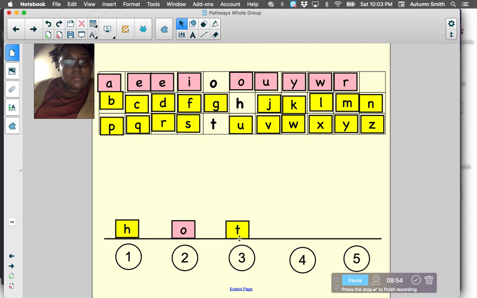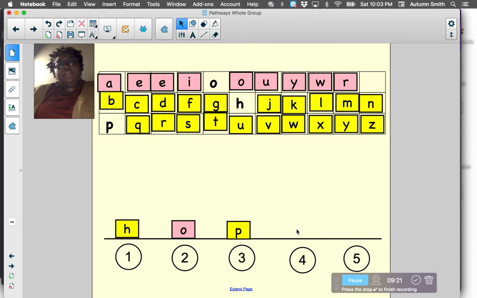Hop. So what needs to change? We need to take off the T sound and put the P sound. What letter says P? The letter P. Good job. Point to the letters and say the new sounds. Hop. The word is hop.